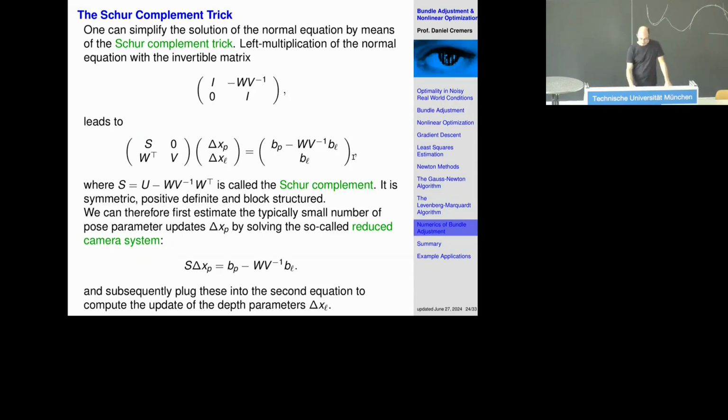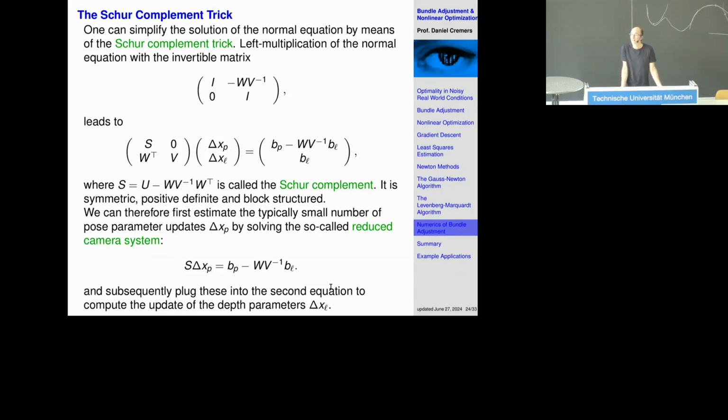So that's easy. The key challenge now is to solve the first equation, and this is this equation. S times delta xp is this thing here. This equation is called the reduced camera system. It's an equation to update the camera poses that doesn't require the update of the landmarks. And what it requires is for us to invert that Schur complement matrix S. And that is in fact the key computational bottleneck in bundle adjustment, to solve this reduced camera system.